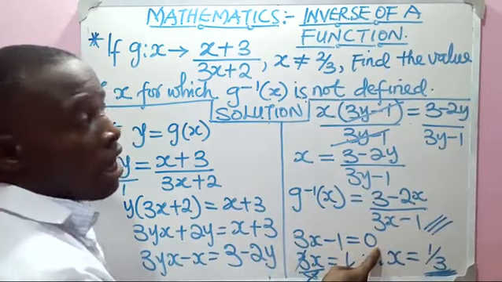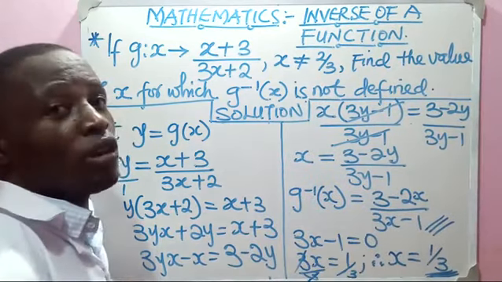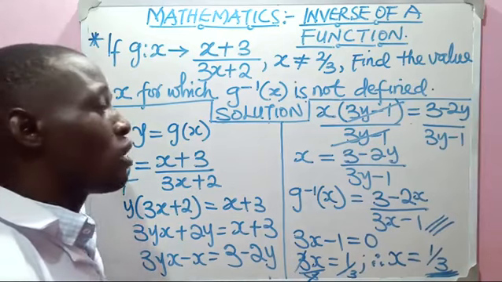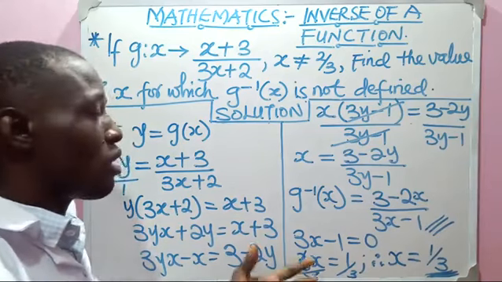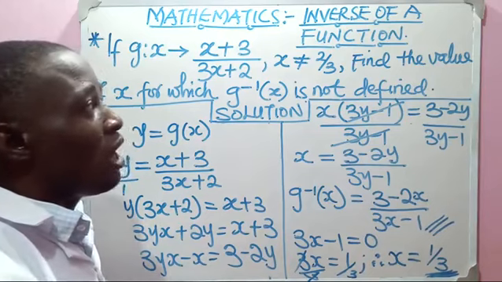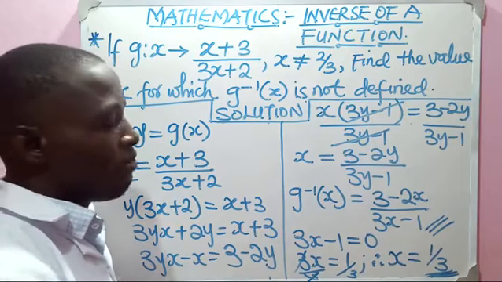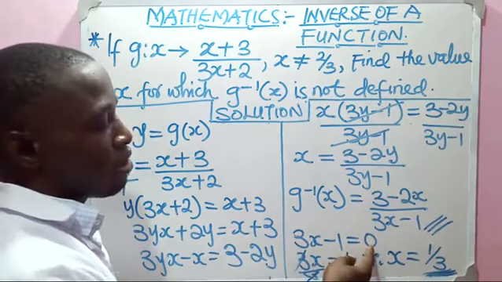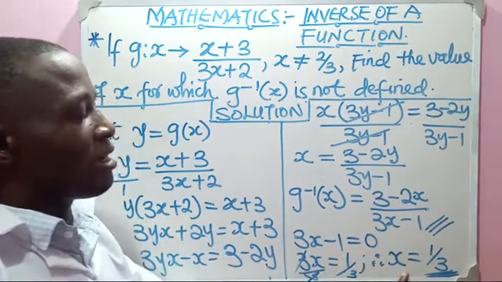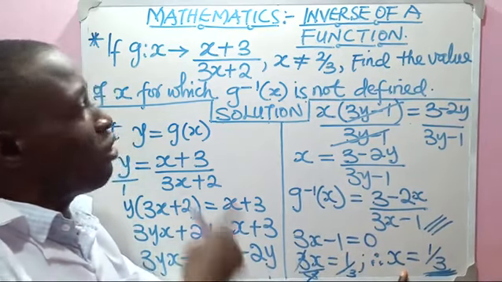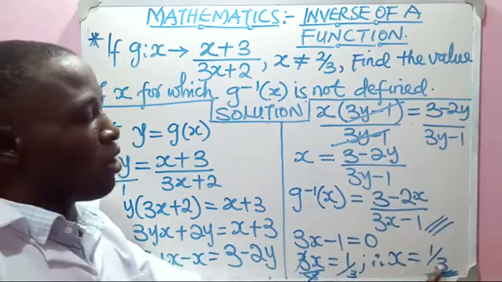0. I have done a question under undefined fractions before. It's on YouTube, it's on Facebook, you can go and look at it, how to solve an equation that is not defined. The denominator must be what? 0. So that is my final answer. The value of x for which g inverse of x is not defined is equal to 1 over 3.